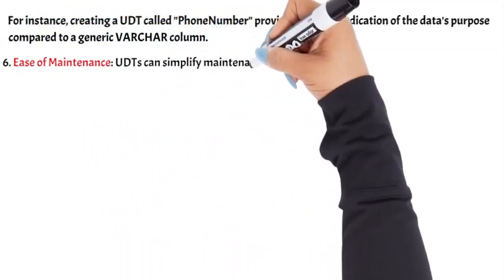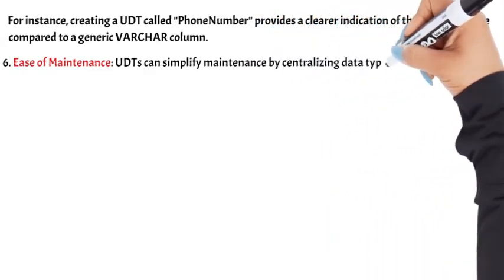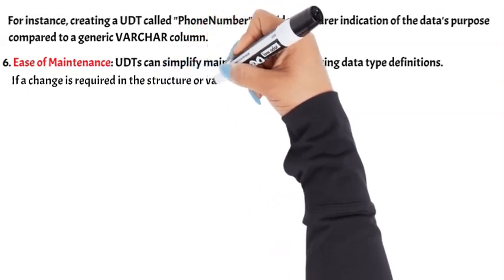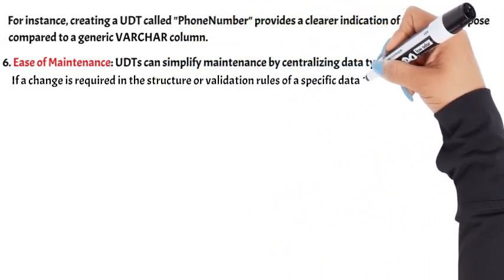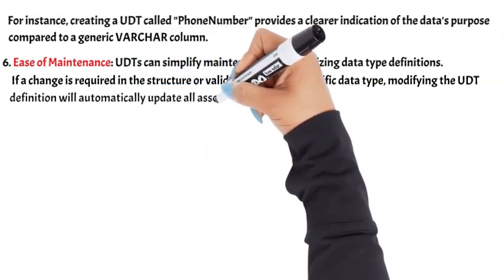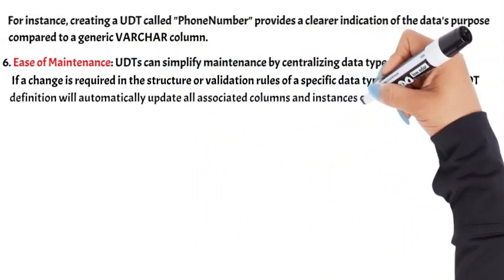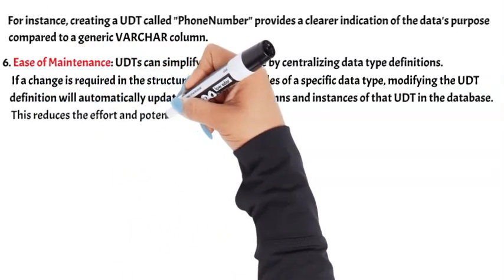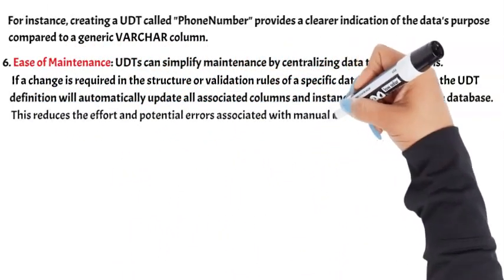6. Ease of maintenance. UDTs can simplify maintenance by centralizing data type definitions. If a change is required in the structure or validation rules of a specific data type, modifying the UDT definition will automatically update all associated columns and instances of that UDT in the database. This reduces the effort and potential errors associated with manual updates.